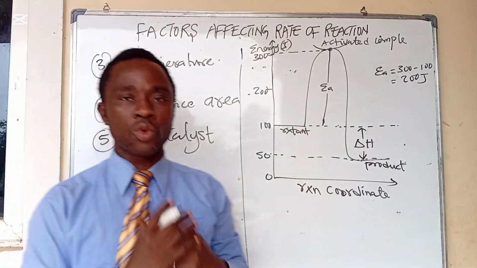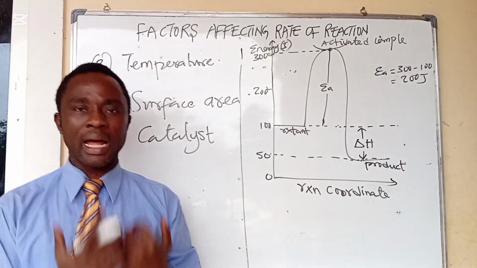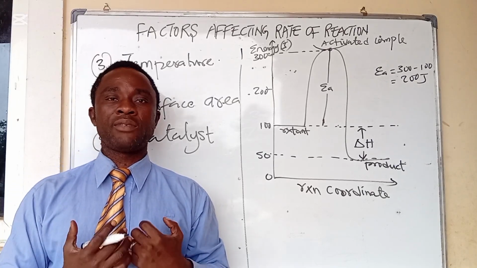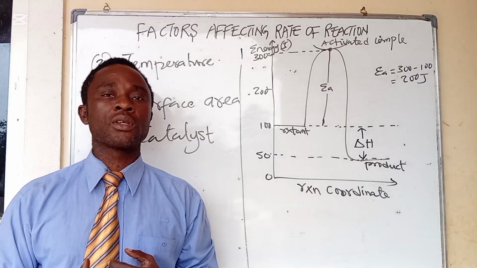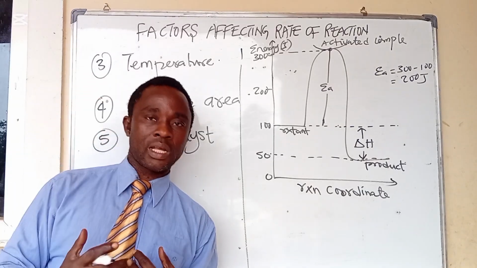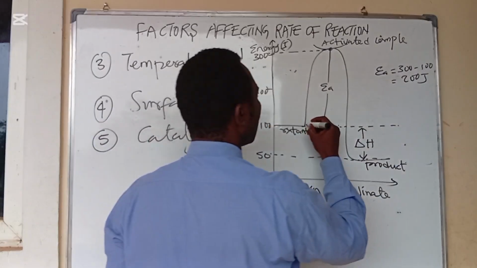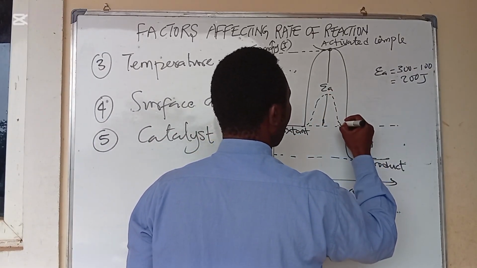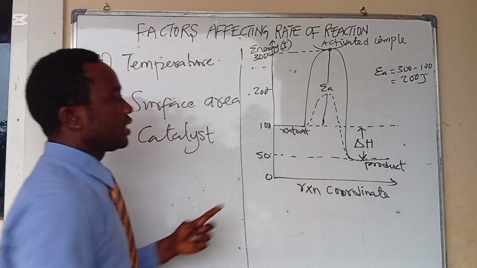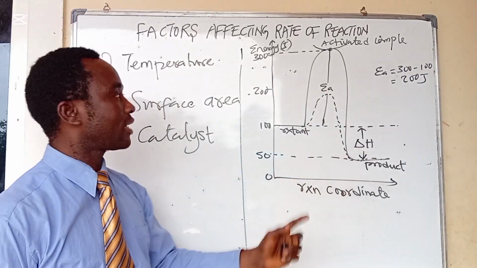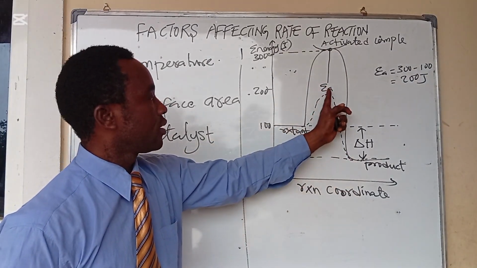But if we introduce a catalyst in this reaction, what a catalyst does is bring down the activation energy. Remember, the activation energy is the energy barrier that is preventing the reaction from taking place. So when the energy barrier comes down, then the reaction can proceed faster. Now, if we introduce a catalyst, I'm using a broken line to show the catalyzed reaction. This one is the uncatalyzed, and this one is the catalyzed.